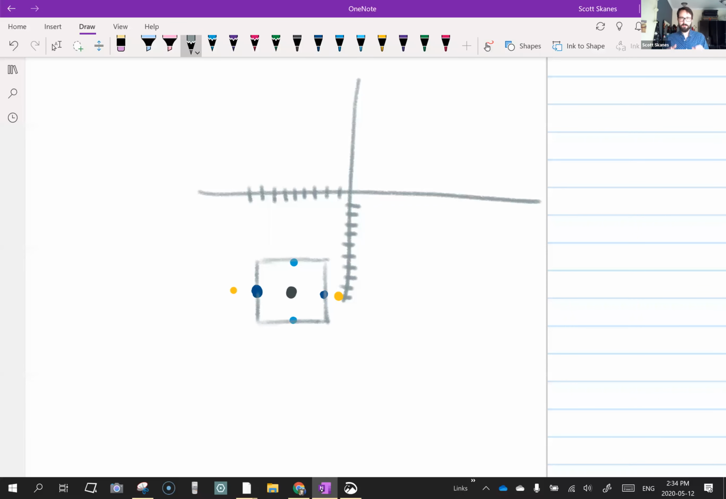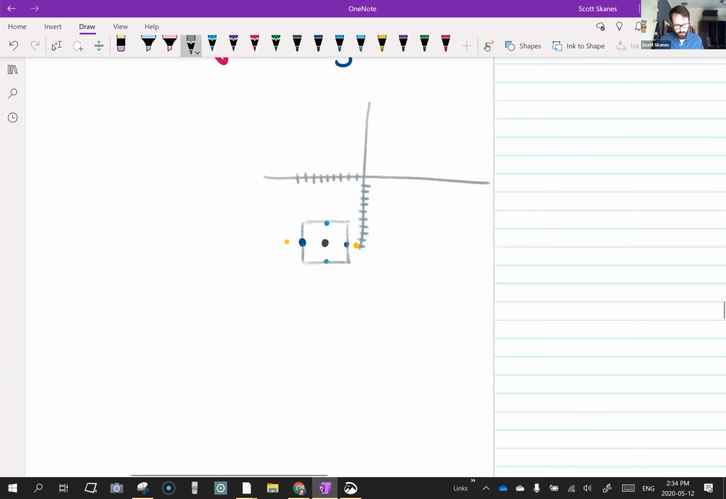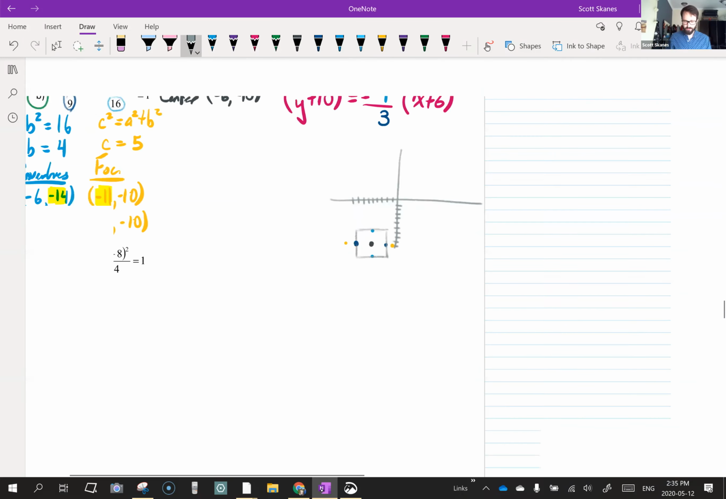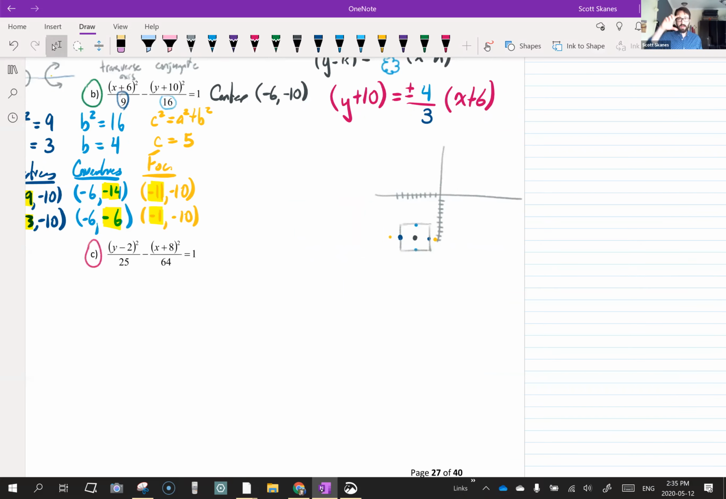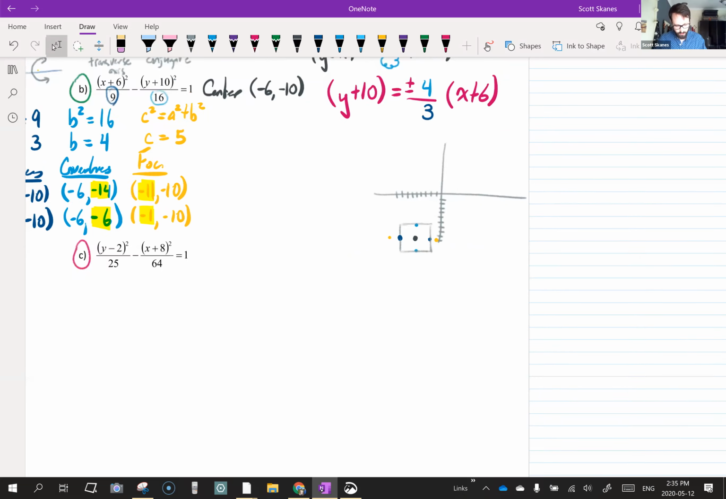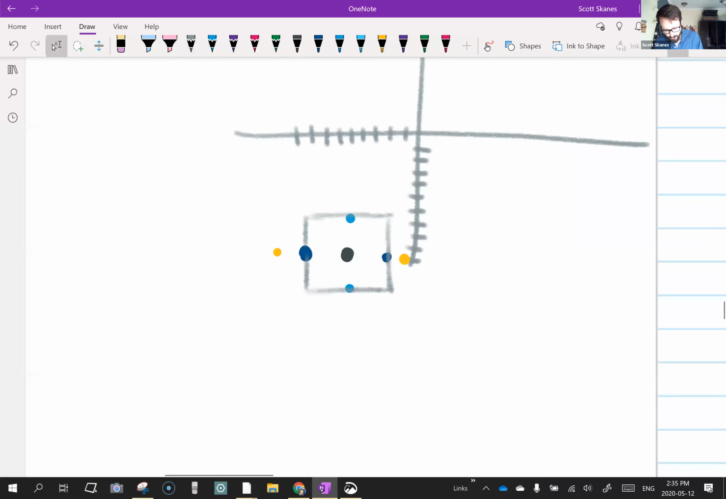Make a box out of your points from A and B, your vertices and your co-vertices. Box them in a perfectly, or at least close to, square box. And then what you do is, and you should have a ruler for this, you really should, connect the corners of the box, draw lines. Draw 2 lines. They'll be what we call asymptotes.